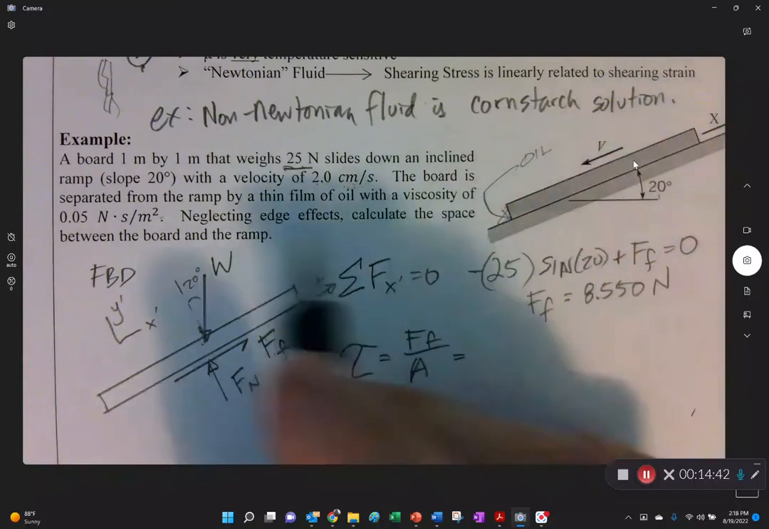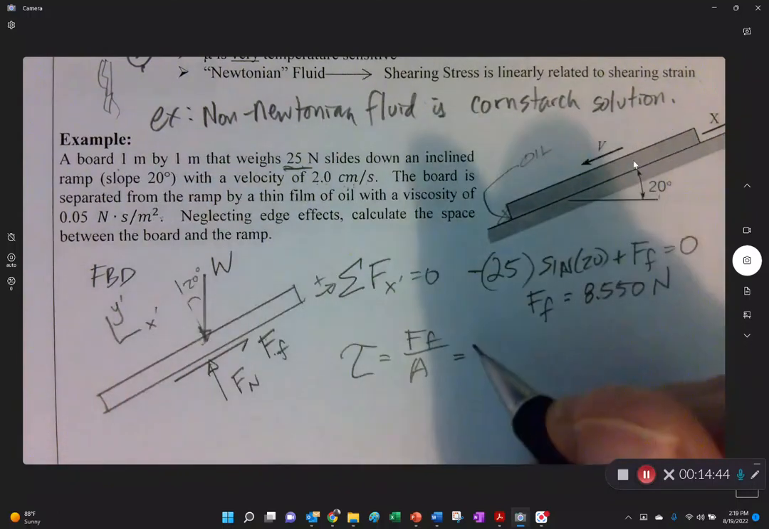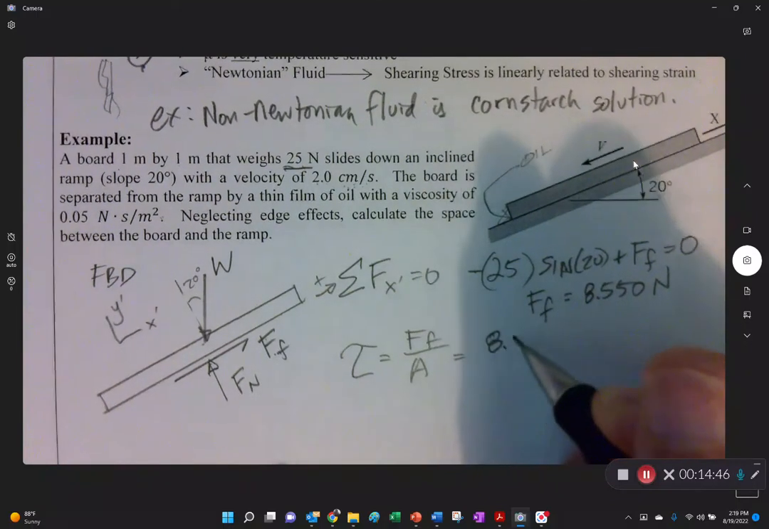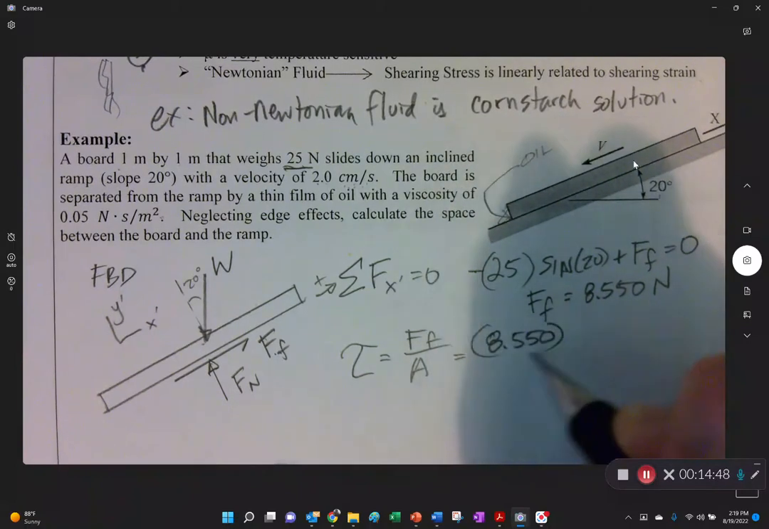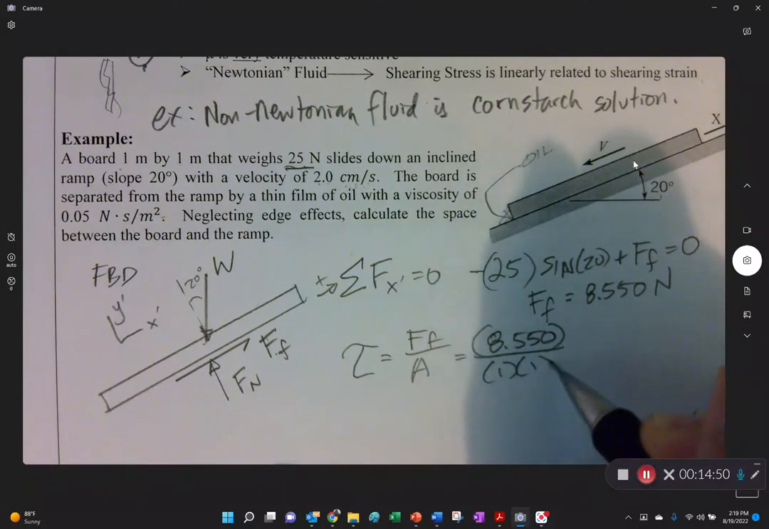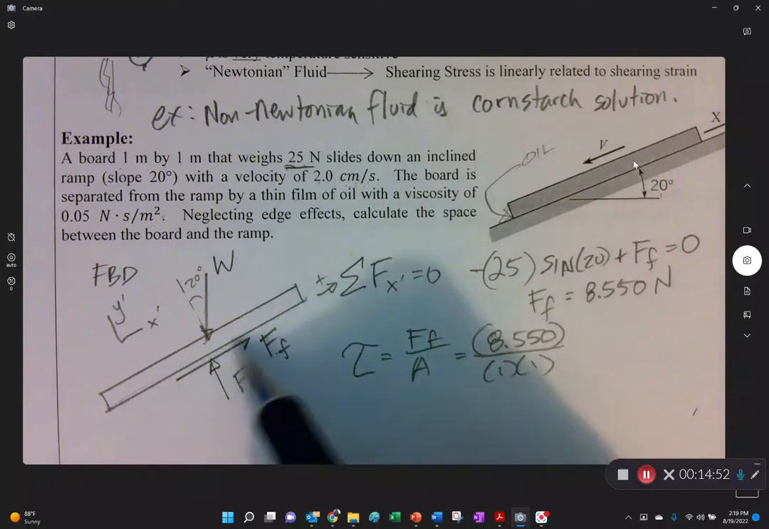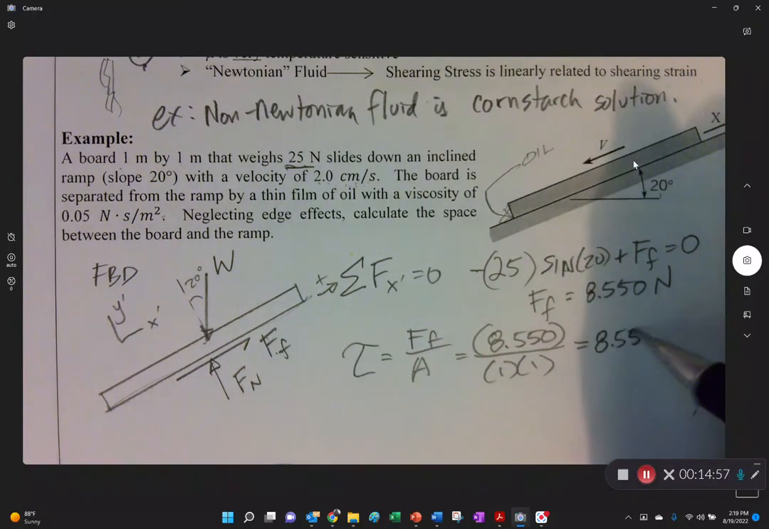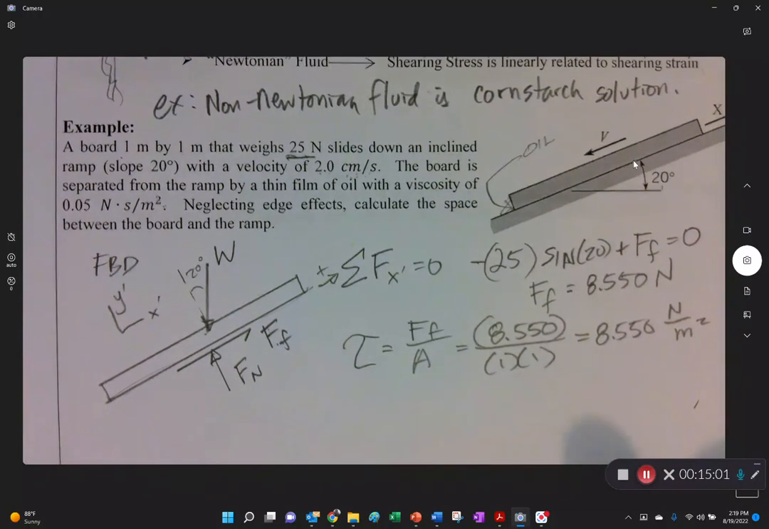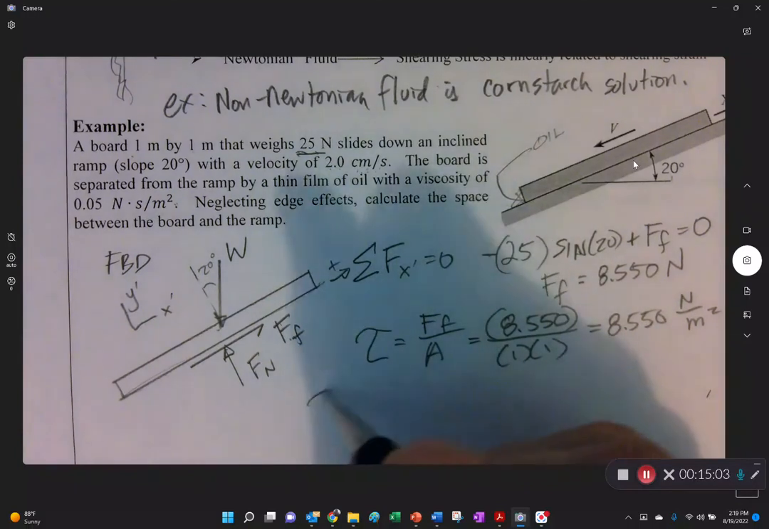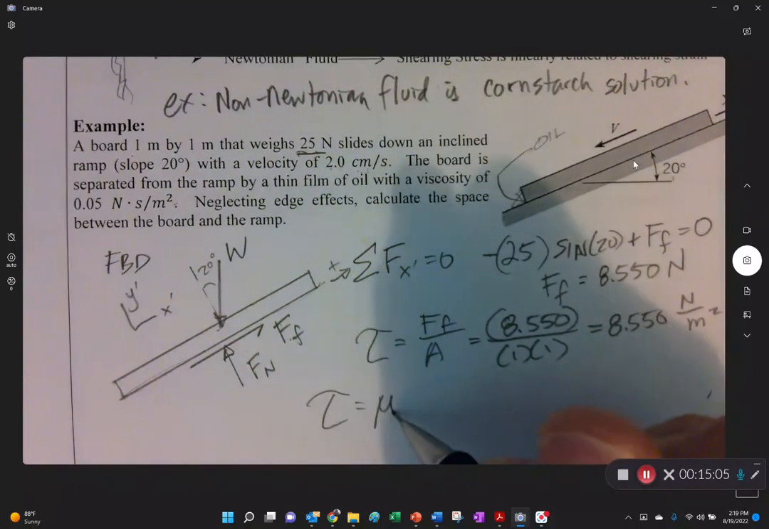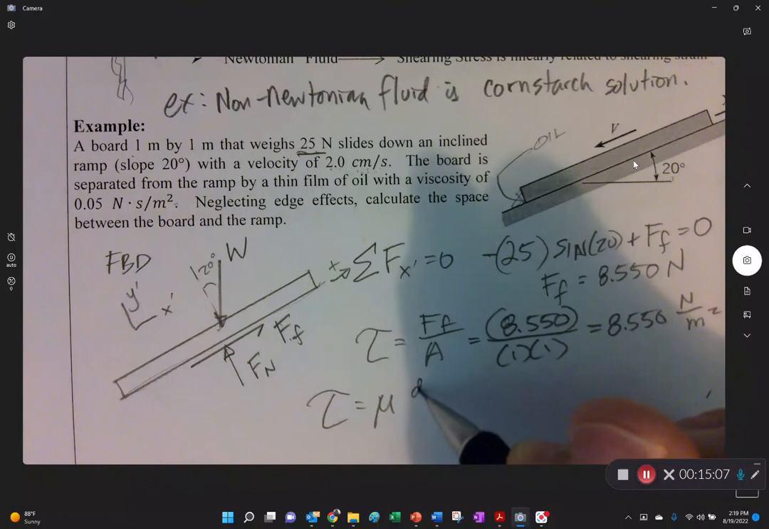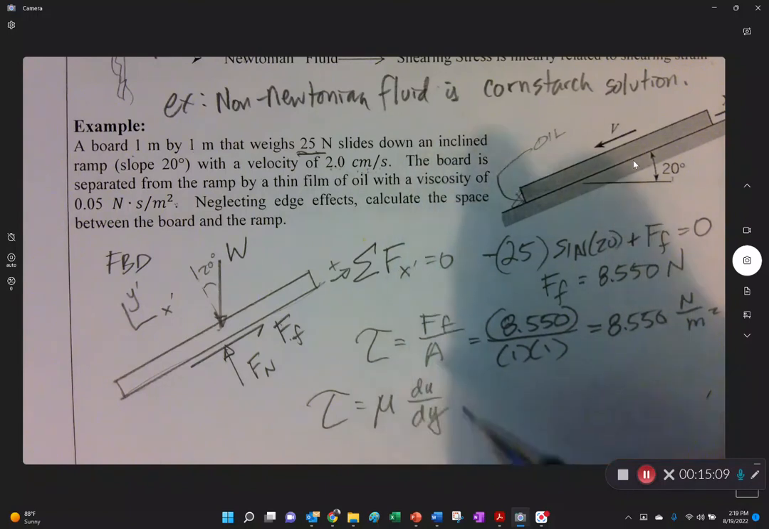We take our shear stress, which is going to be this divided by the area. So that's simply going to be 1 divided by 1. That's exciting. Right, because that's the shear area, the area that the thing is running against. So 8.550, and these are Newtons per meter squared now. And then we're going to say this is equal to mu times du dy.